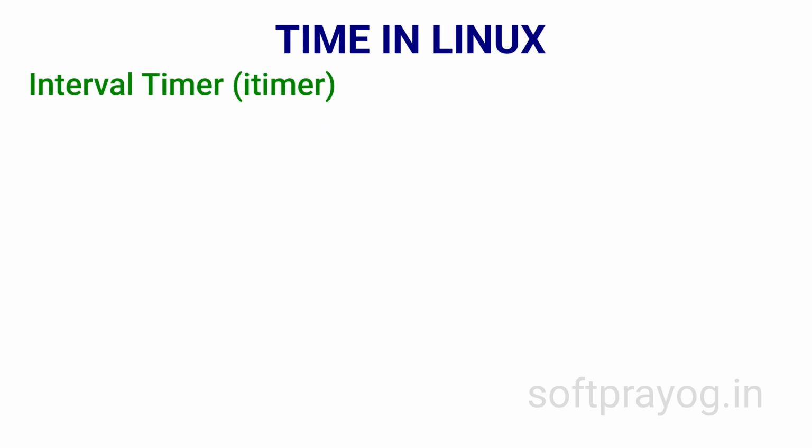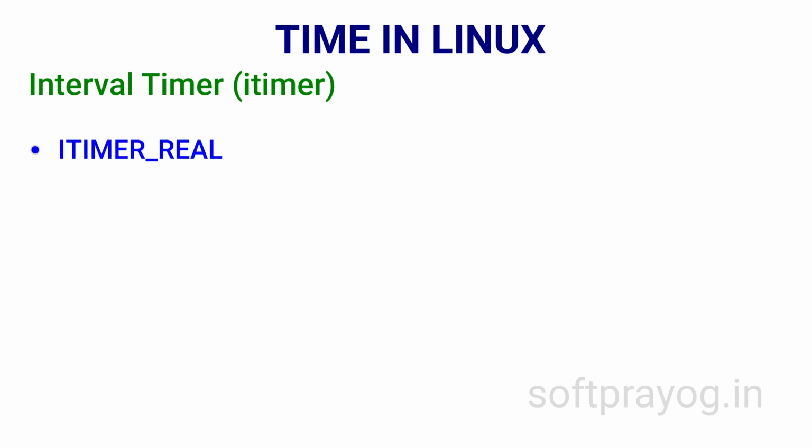We have seen the alarm system call. Now we have interval timers that are similar to alarm but a little more advanced and finer. The major difference between alarm and interval timers is that alarm is one time, whereas an interval timer can be periodic. That is, it can keep on repeating the alarm unless specifically stopped.